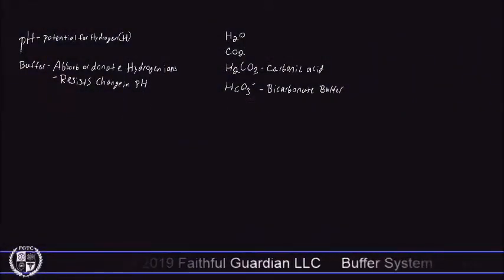Hey, this is Jeremy, and today we're going to be talking about the buffer system aspect of the pH system. So whenever we're talking about pH, remember that we're talking about the potential for hydrogen, because the more hydrogen you have, the more acidic you're going to become.